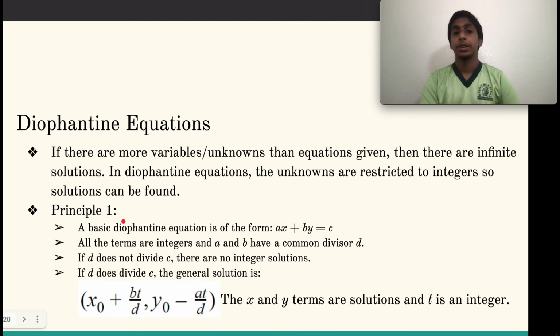Principle 1 of Diophantine equations is just going to be how they're written out. A basic Diophantine equation is of the form ax plus by is equal to c. You may recognize this as standard form. All the terms here are integers because this is a Diophantine equation. Normally in standard form they are also integers, but in linear equations they don't have to be integers. Here we're going to be restricting them to integers so we can solve this and actually get finite solutions rather than infinite solutions.